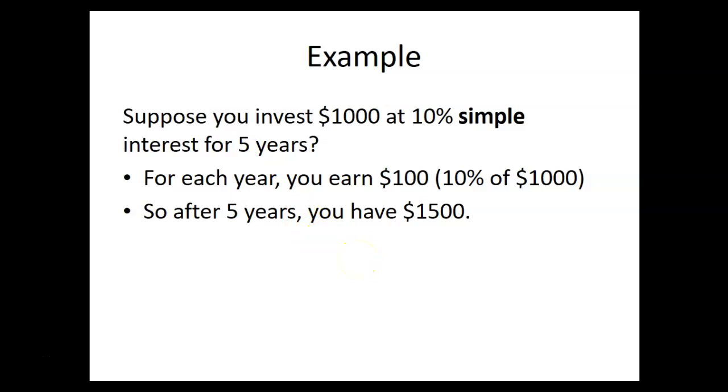Suppose you invest $1,000 at 10% simple interest for 5 years. What simple interest means is that each year you just earn 10% of the $1,000 that you invested, which would be $100. So you'd be earning $100 for each of those 5 years. So at the end of the 5 years, you'd have $1,500. The 1,000 that you started with plus the 500 that got added on as interest.